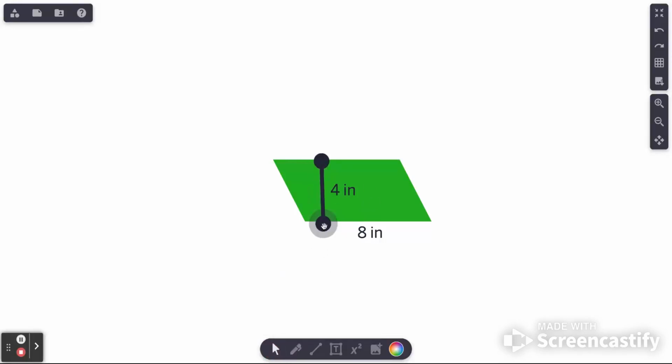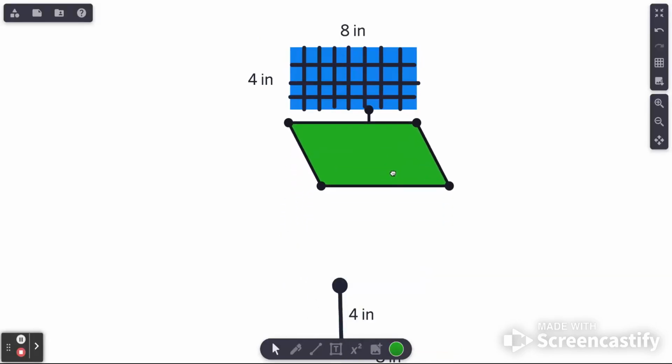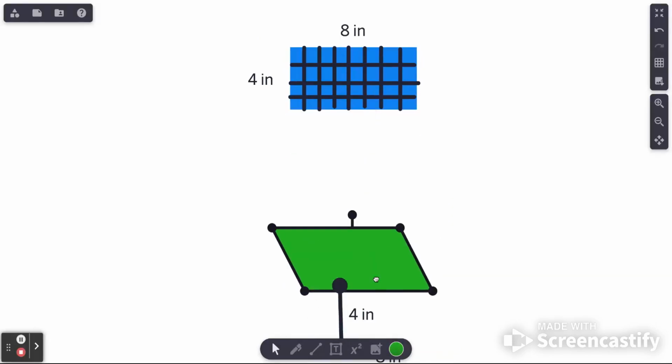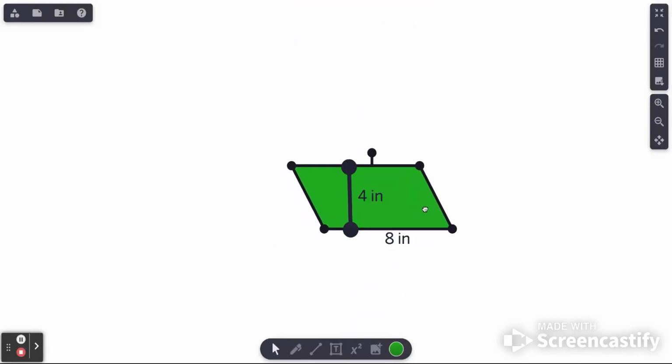I still have the same measurements from the base of the parallelogram. If I were to line it up, it is still 8 inches by 4 inches tall. If you measure from the bottom line up to the top line, it's still going to be 4 inches, so it's still 4 by 8 inches. But how can I use that to figure out the total area of my parallelogram? One thing we can think about is, what is area? Area is the space inside of this shape.